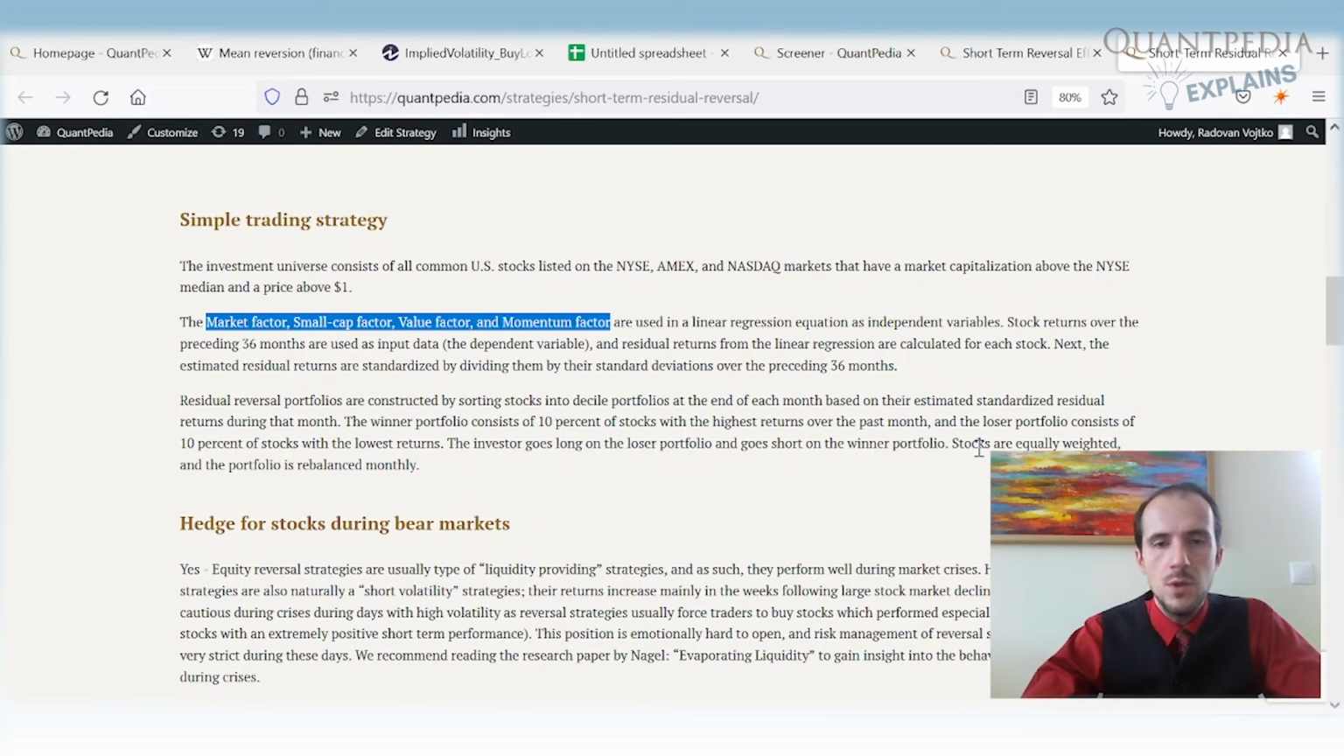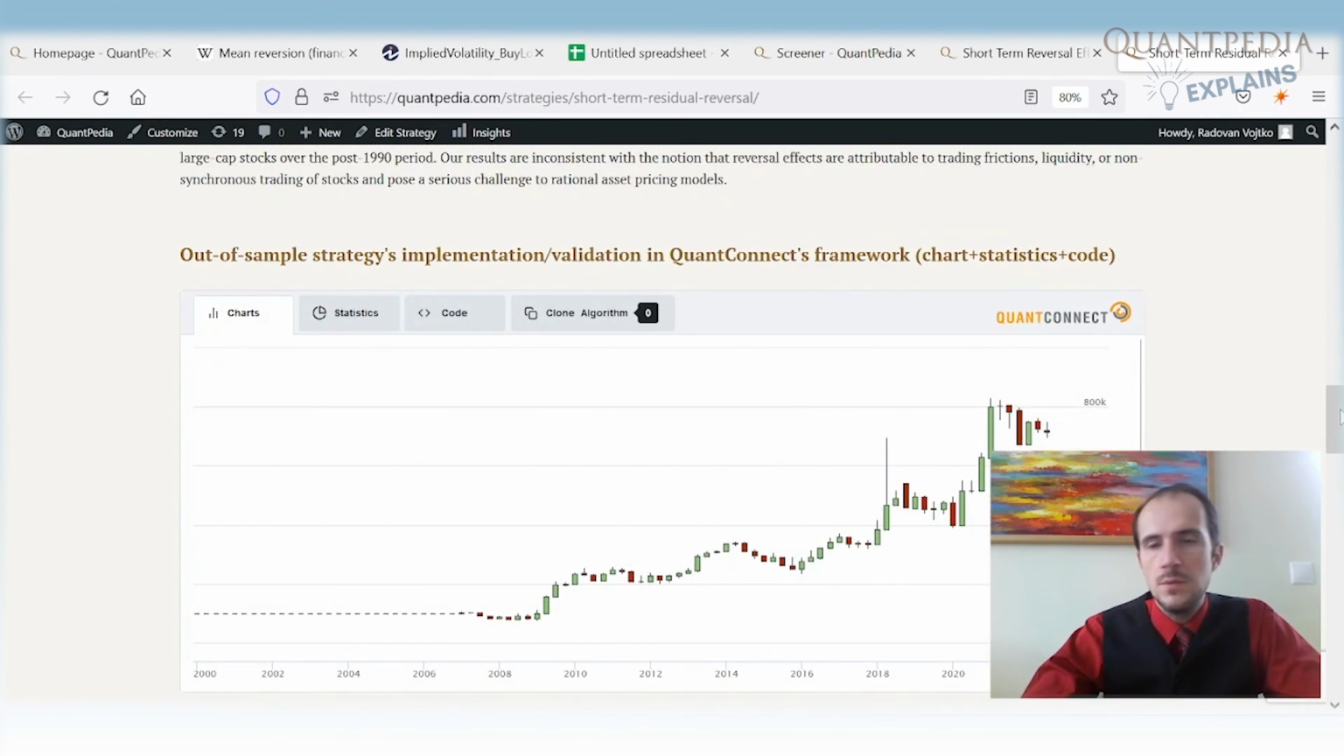This way, we are trying to come up with a set of stocks that underperformed the average stock and a set of stocks that outperformed the average stock. We are shorting those that outperformed, and we are going long those that underperformed. What is the added value of this regression and this short-term residual reversal trading strategy? We have better performance, especially during the last years.